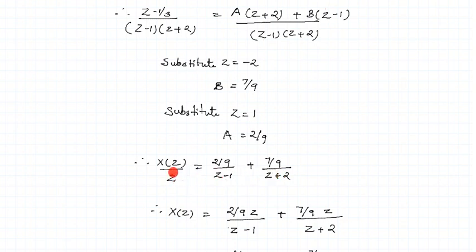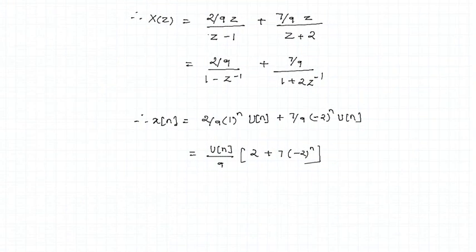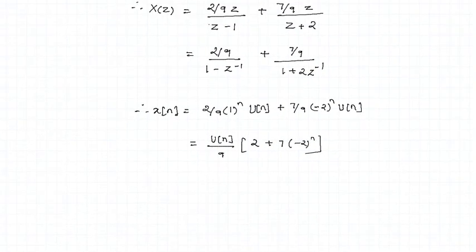We'll adjust the z back onto the right hand side. We'll send the term z, which is on the left hand side, back onto the right hand side. So I have the term (2/9) z by (z minus 1) plus (7/9) z by (z plus 2). Right? We now bring back the equation into negative powers of z. So we have taken z common from the numerator and the denominator, which gives me the denominator as 1 minus z inverse. Similarly, taking z common from the numerator and denominator gives me the form 1 plus 2z inverse in the denominator. At this particular stage we can apply our understanding of the Z transform and express this equation in time domain.